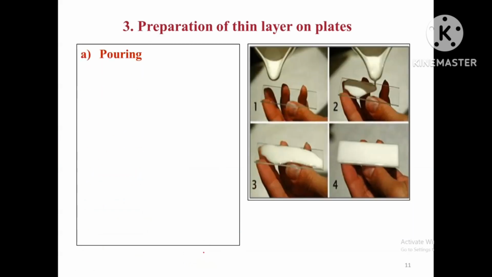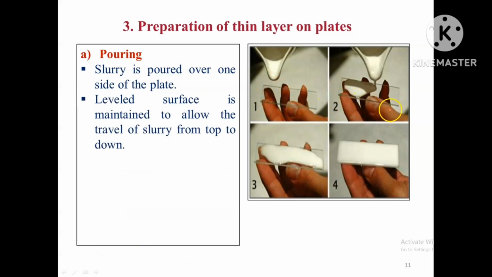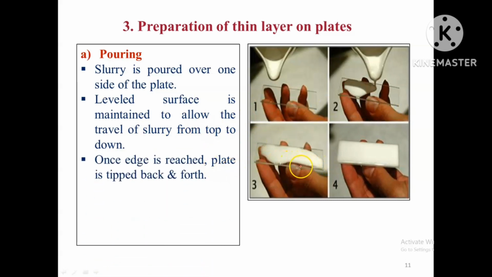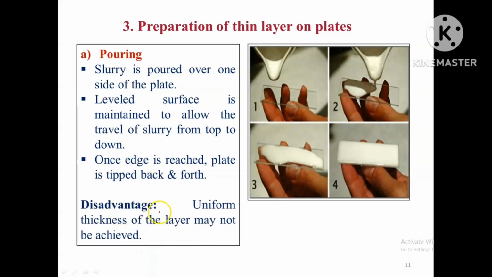The first method is known as the pouring method. In this method, the slurry is poured over one side of the plate. A leveled surface is maintained in order to allow the travel of slurry from top to down. Once the edge is reached, the plate is tipped back and forth. In this way, the TLC plate will be completely coated with the slurry material. But the disadvantage with this method is that uniform thickness of the layer may not be achieved.